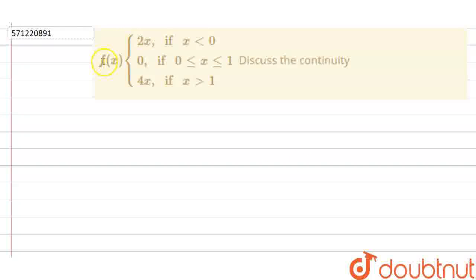Hello everyone. So our question is: f(x) = 2x if x < 0, 0 if x = 0 to 1, and 4x if x > 1. Now discuss the continuity. Now when can we say f(x) is continuous? When f(a) is equal to f(a minus) is equal to f(a plus), then we can say f(x) is continuous at x = a.